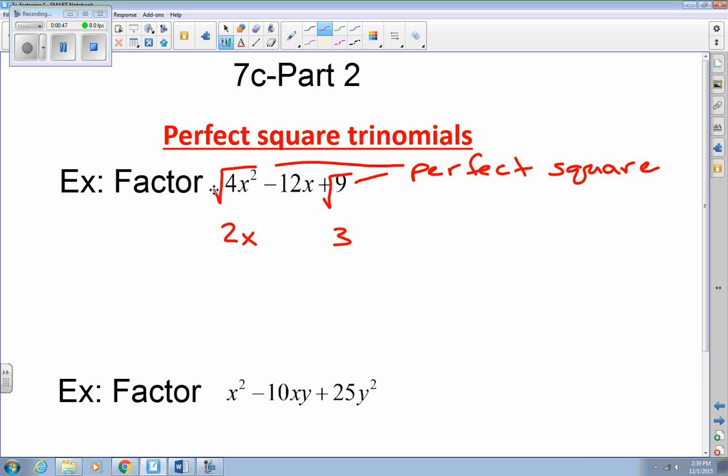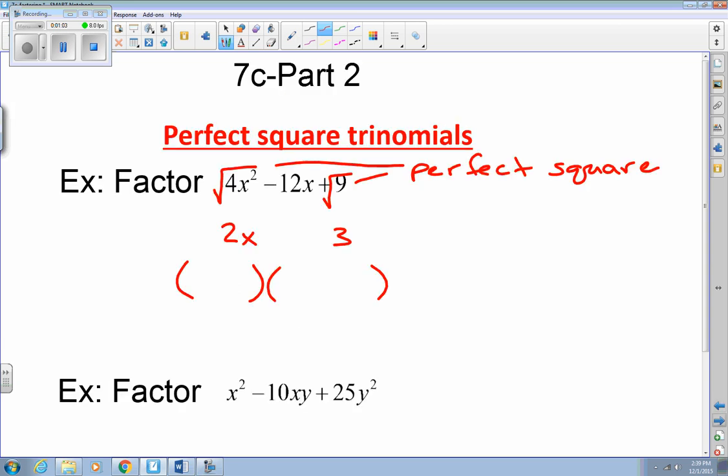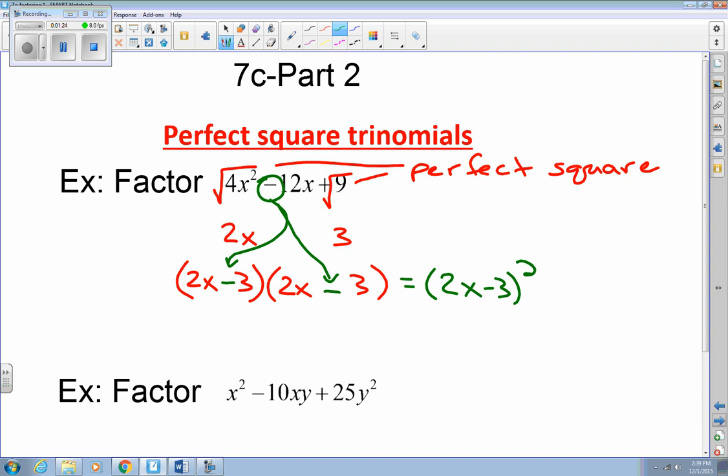If this happens, then the factors will be very similar to what we did with the difference of squares. It's going to be 2x and 3 and 2x and 3, but instead of one's positive, one's negative, we just take whatever sign is here and drop it in. So they're both negative. You can also rewrite this since they're both exactly the same thing, 2x minus 3 squared. That's factored. Moving on.